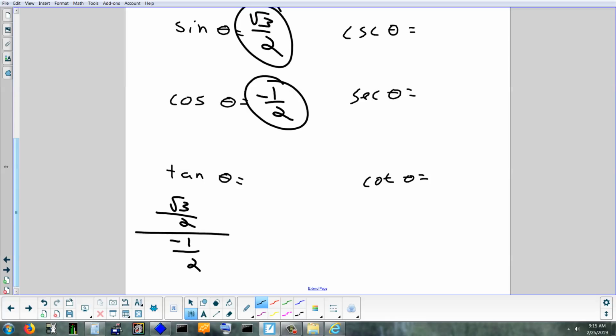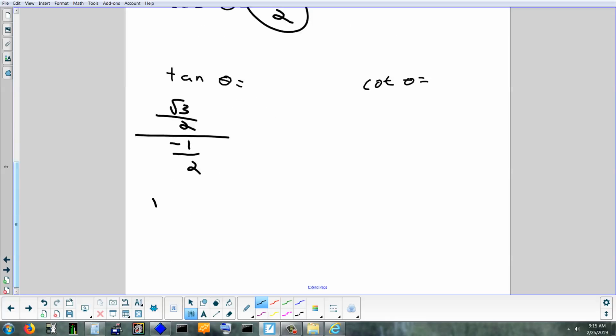You flip which one? You flip, yep, flip the -1/2. So that's the first step. You got to flip the bottom, and then what do you do with it? And then you multiply. So if you were to do that, you leave the top the same. You flip the bottom one, and you multiply.